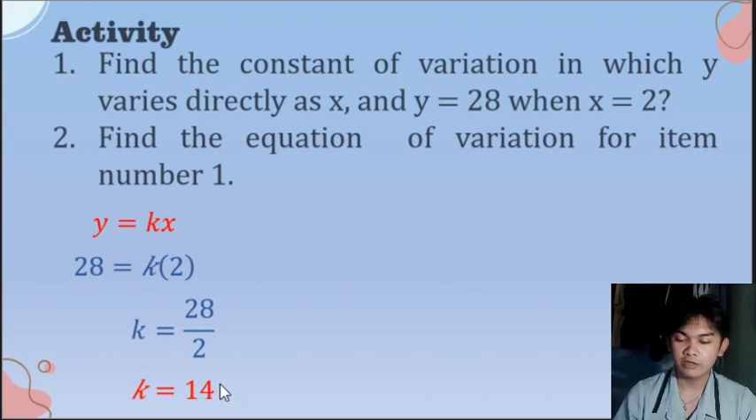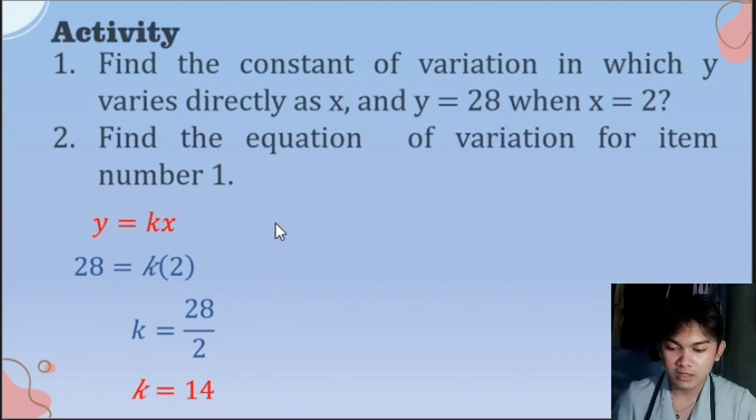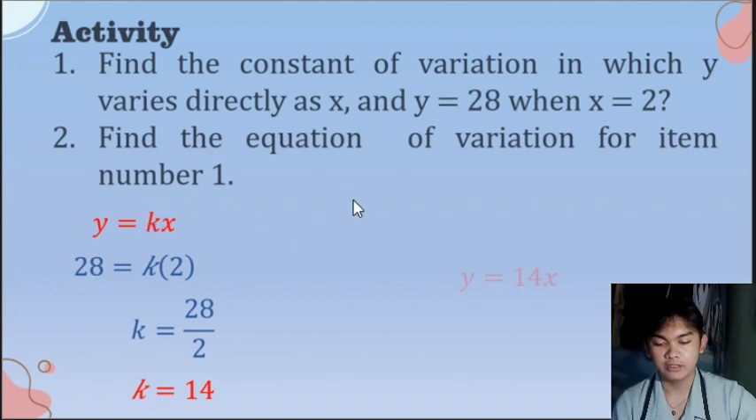For number 2, find the equation of variation for item number 1. Since we already have the value for k, or the constant of variation, we just have to substitute the value of k in this equation. We will have y is equal to 14x. So this will be our answer for number 2.